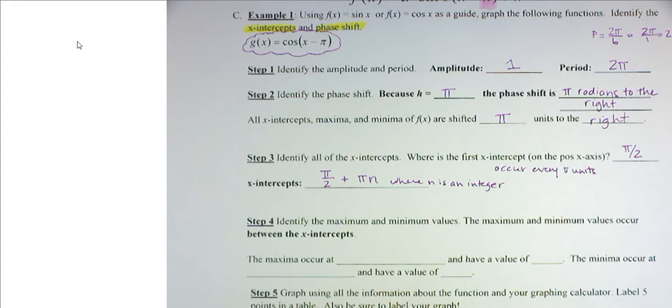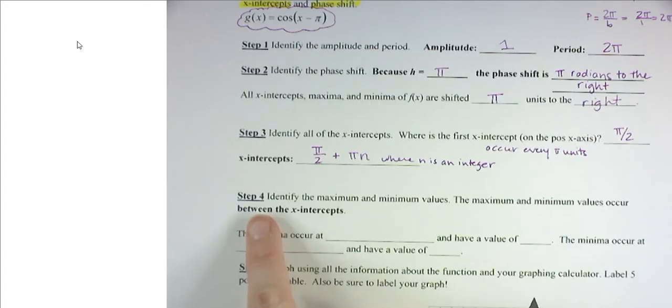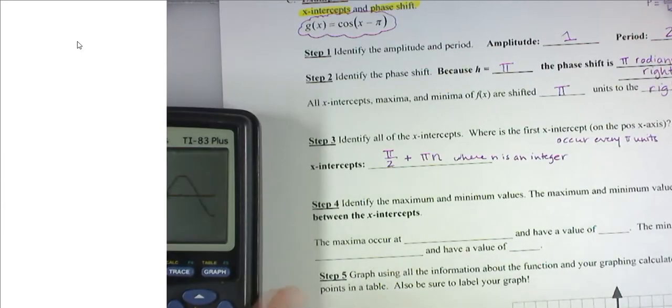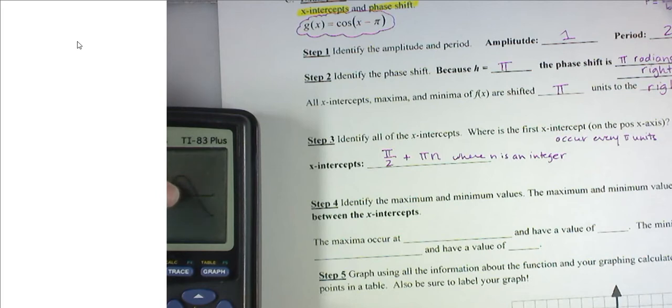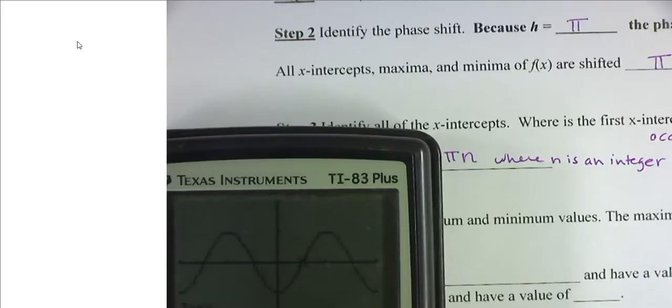In their step 4, they tell you to identify the max and the min values. Like I said, you can use your graphing calculator to help you with that. They're asking you where they occur at, so we can see that the max, if this is at pi over 2, right? So I have pi over 2, this is pi, this is 3 pi over 2. The max happens at pi. So the maxima occur at pi, and then they occur every period.